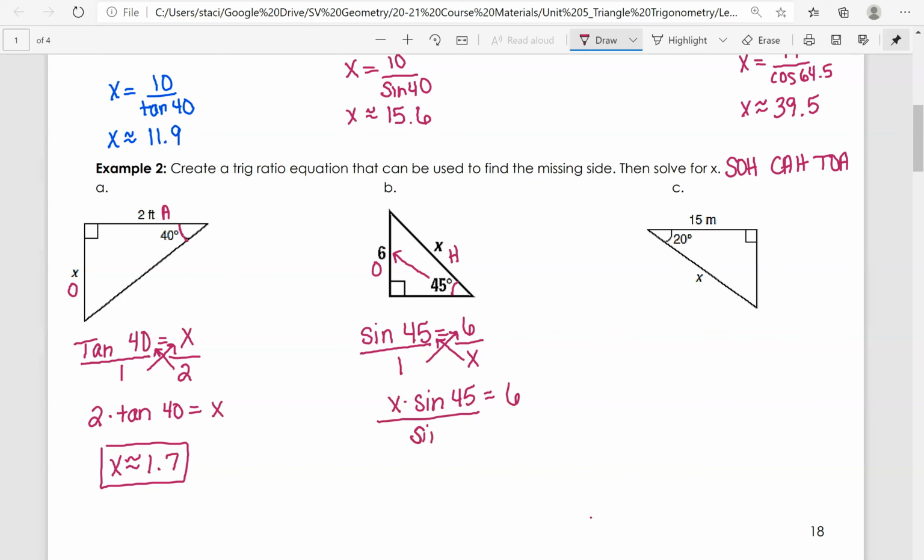And then divide by the sine of 45. And I would get x equals 6 divided by the sine of 45. That's an exact answer. I want an approximate answer. So when I do 6 divided by the sine of 45, we get about 8.5.